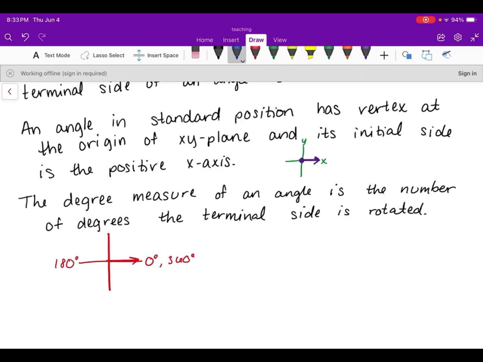If we divide 360 by 4, or if we divide 180 by 2, however you want to think about it, that would mean that this up here is 90 degrees. So if I have a terminal side here, this here is my angle. This is a 90-degree angle. Down here would be 270 degrees. And so again, that means that the angle is this whole piece right here, because we want to always start at our initial side and wrap all the way to our terminal side.